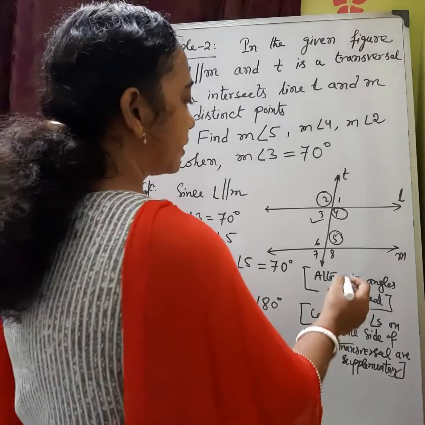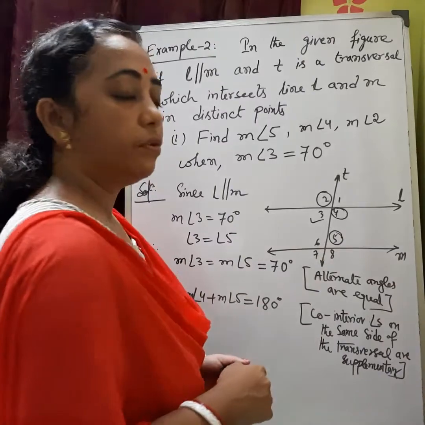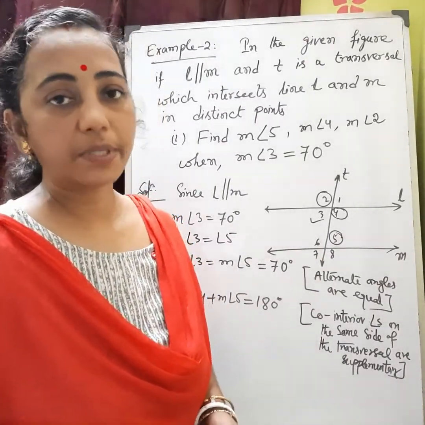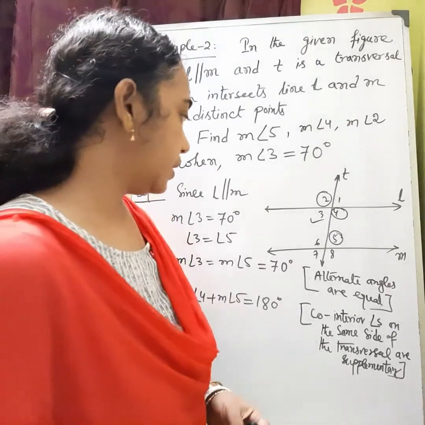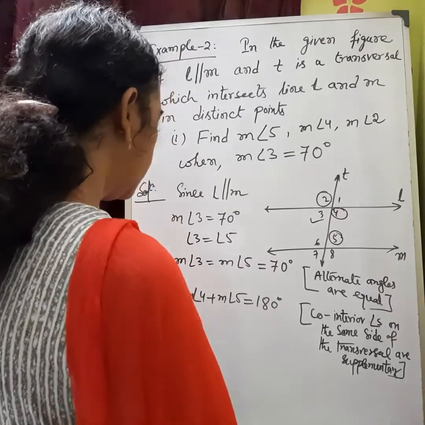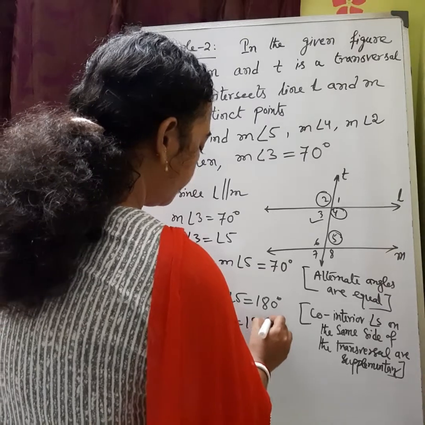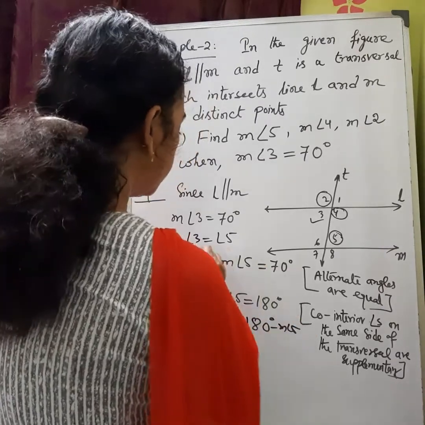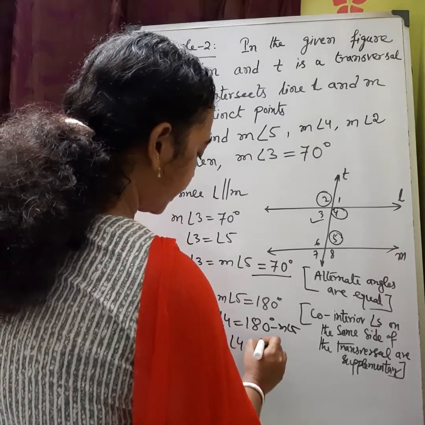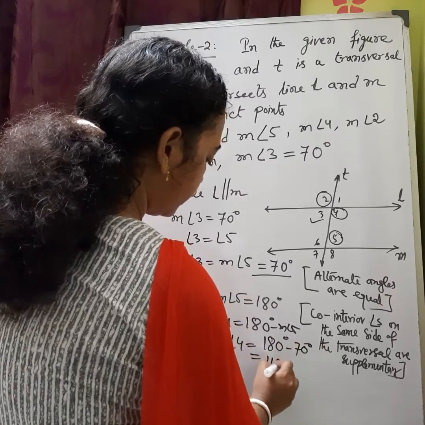Now let us consider another case. Here we have to find the measure of angle 4. In order to find it, we can use the property that the sum of the interior angles on the same side of the transversal is 180 degrees. So here we can write measure of angle 4 plus measure of angle 5 is equal to 180 degrees. So the measure of angle 4 will be 180 degrees minus measure of angle 5, which is here 70 degrees. So this implies measure of angle 4 is equal to 180 minus 70, which will be equal to 110 degrees.